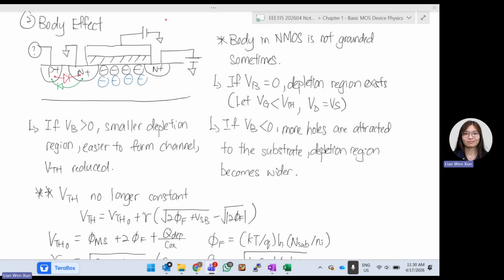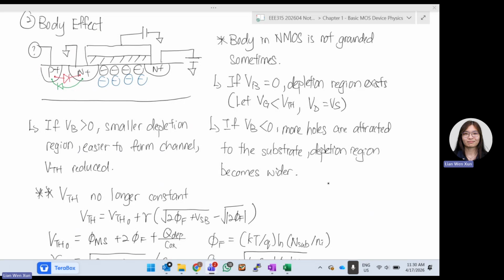At this stage, what will happen? Even if there is nothing connecting the drain and source, in a normal PN junction we are supposed to have what we call a depletion region. So we will have the depletion region. But if VB is more than 0, if we increase our body voltage, then this depletion region will be smaller, right?